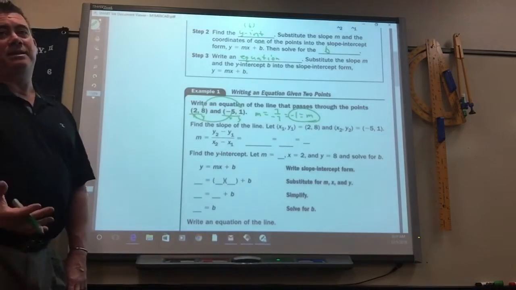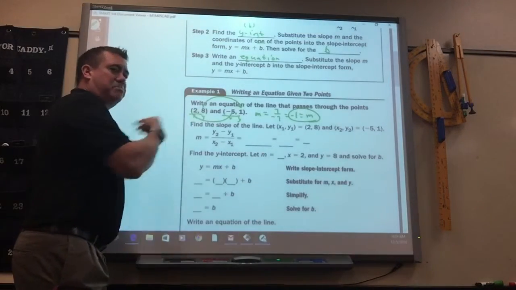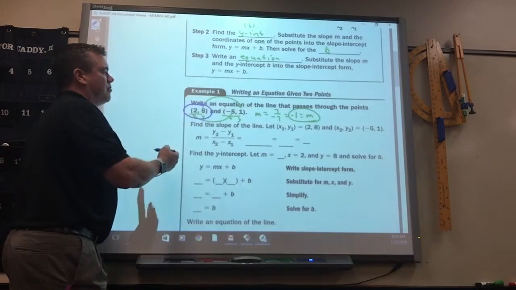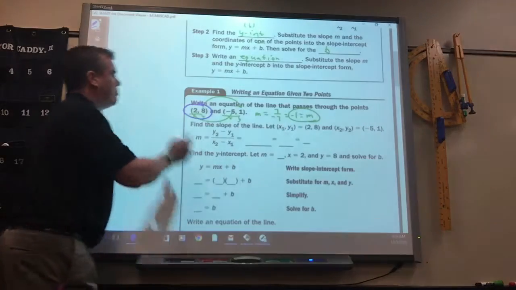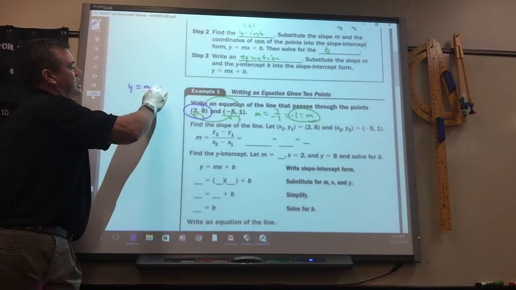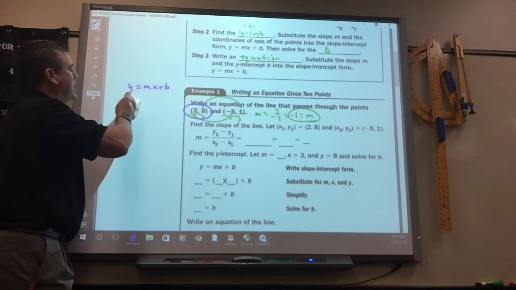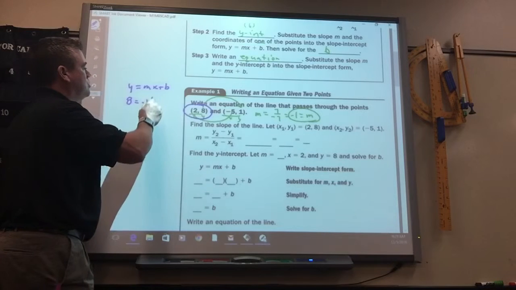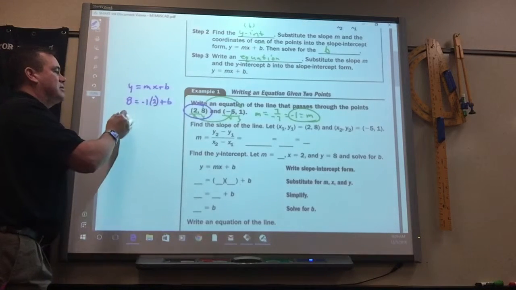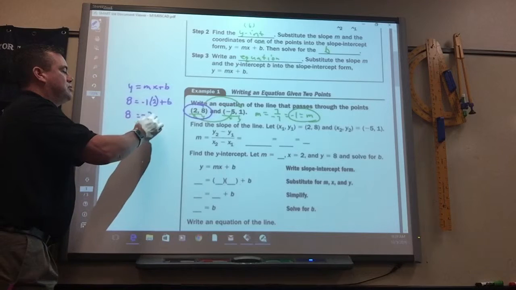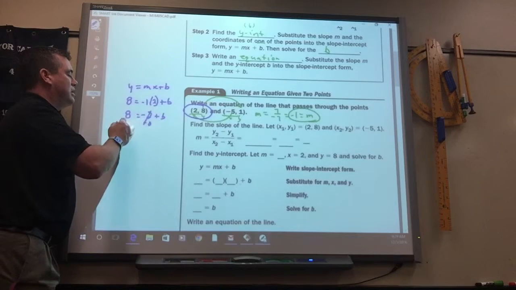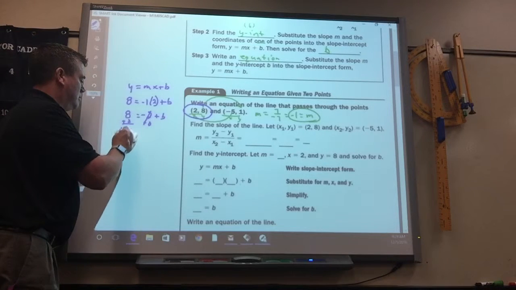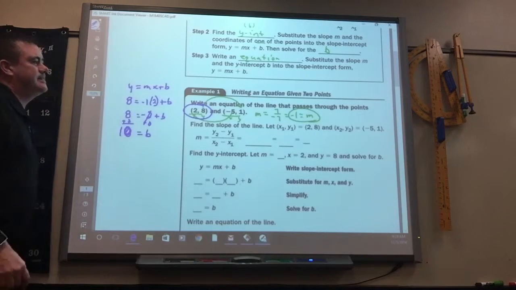Then we got to find b. So you choose either point. It doesn't matter which one. I'll use that one. So that's x, that's y, and we know m. So now it's just like the last problems we did. We put 8 in for y. M is negative 1. X is 2 plus b, and you solve it. That would be negative 2 plus b, so we got to add 2, and you get 10. Okay?